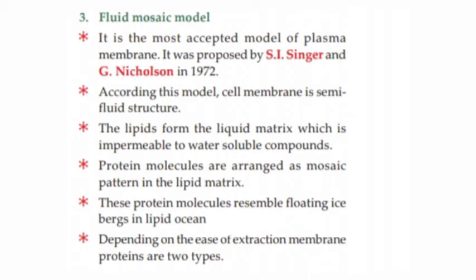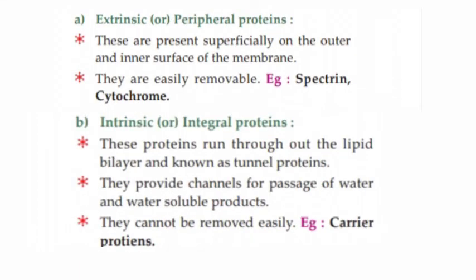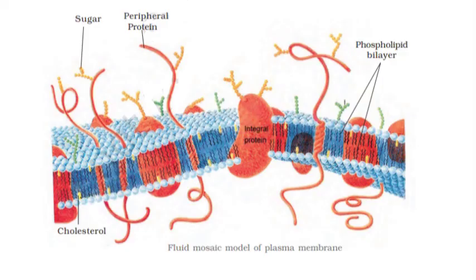Depending on the ease of extraction from the membrane, proteins are of two types. Number 1, extrinsic or peripheral proteins. These are present superficially on the outer and inner surface of the membrane. They are easily removable. Example, spectrin, cytochrome. Second one, intrinsic or integral proteins. These proteins run through the lipid bilayer and are known as tunnel proteins. They provide channels for passage of water and water-soluble products. They cannot be removed easily. Example, carrier proteins. Let's see the diagrammatic representation of fluid mosaic model of plasma membrane.